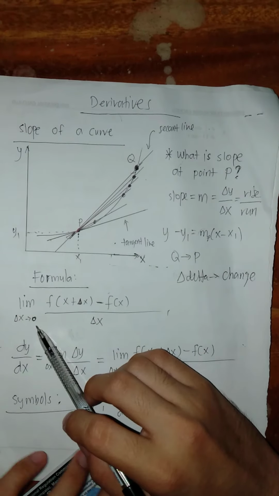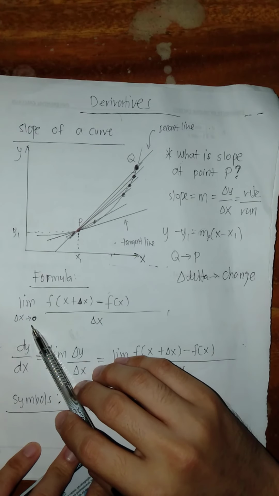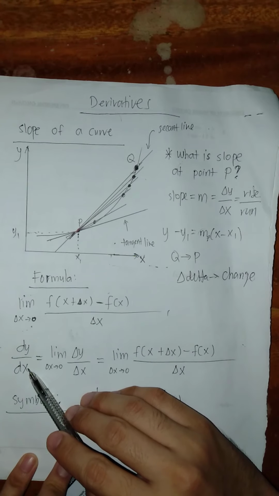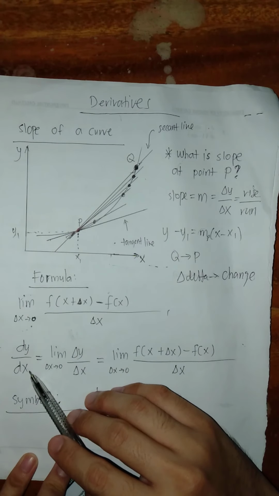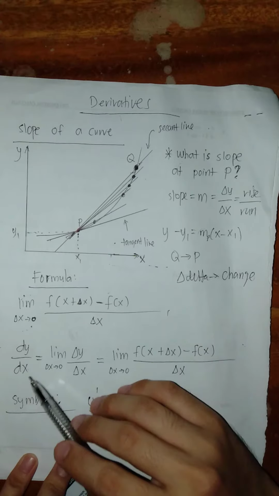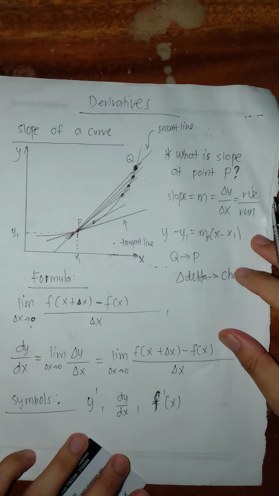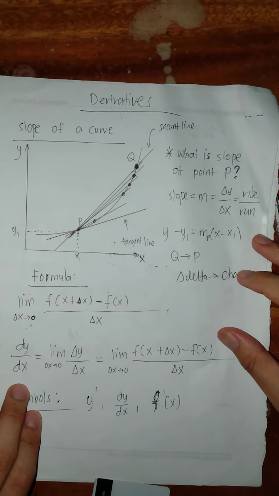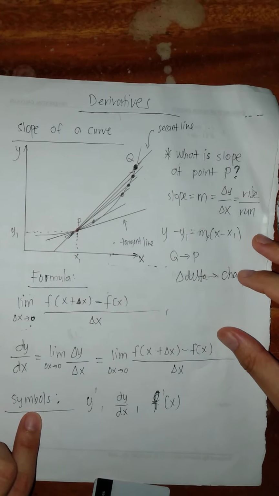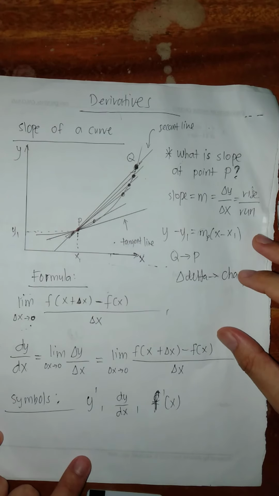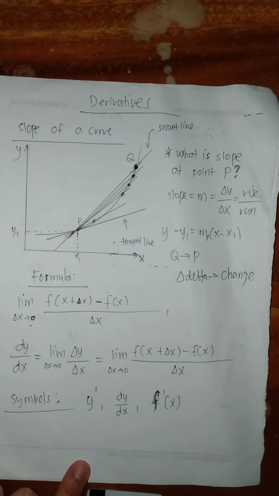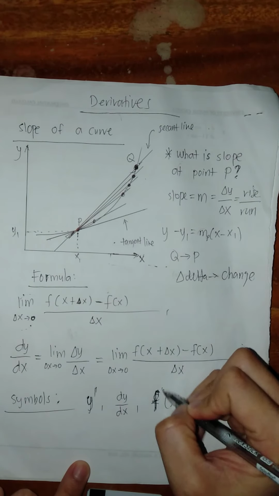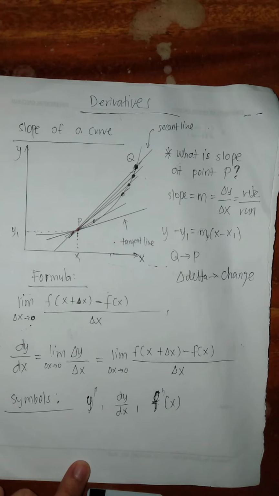Guys, when you take the limit of a function as delta x approaches 0, this notation becomes this notation, dy over dx. So dy over dx, guys, that's the equivalent notation for the derivative. Remember that. That's the symbol for the derivative. Other commonly used symbols for derivatives in calculus are y prime, dy over dx, or f prime of x. These are the three commonly used derivative notations.